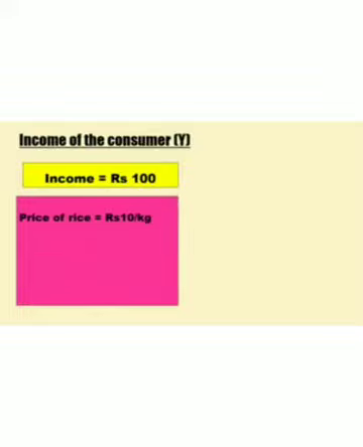Next determinant is income of the consumer, denoted by Y. Let us understand the relation between income and demand with the help of an example. Suppose the consumer's income is rupees 100. Let us assume that there is only one commodity available in the market, which is rice, and consumer spends his entire income only on rice. Suppose price of rice is rupees 10 per kg. That means the consumer can purchase 10 kgs of rice by spending his entire income.